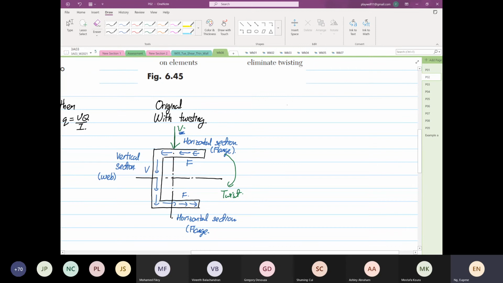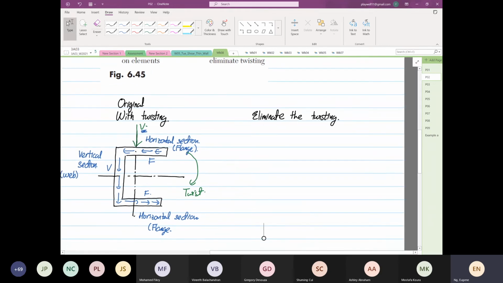Now we are going to eliminate the twist. Eliminate the twisting. What we do down here to eliminate the twisting, this is what we've done. Now I'm going to draw the same cross section. So we still have our F down here, right?